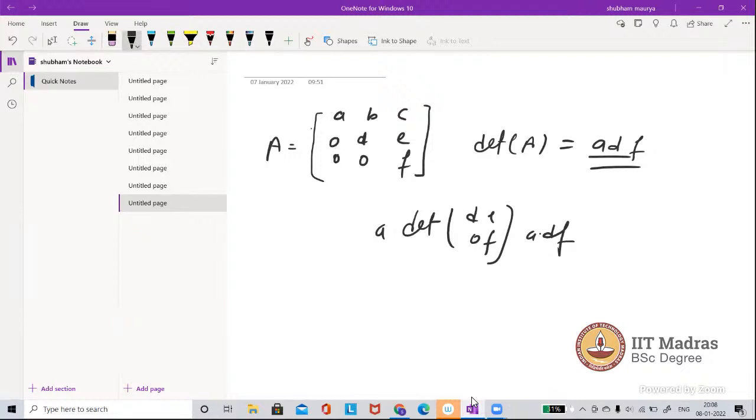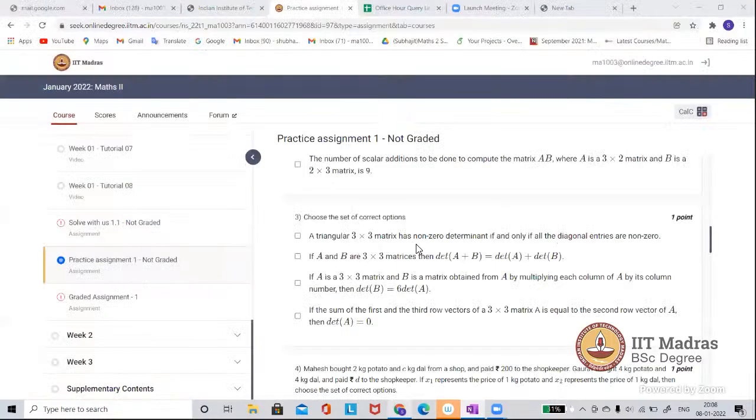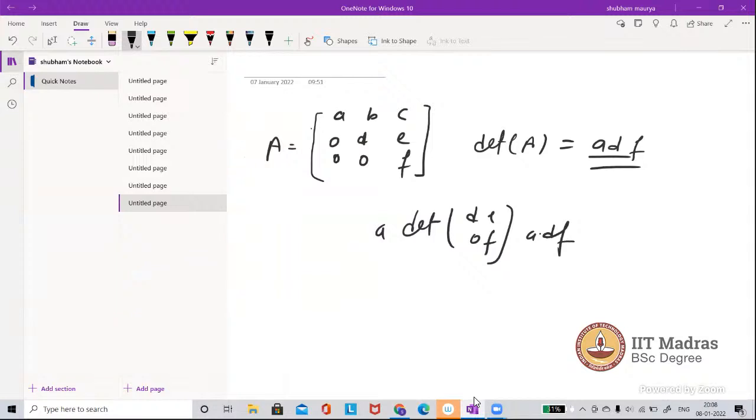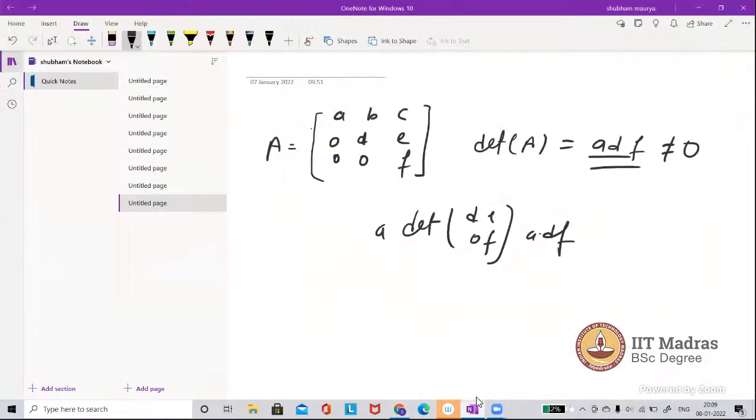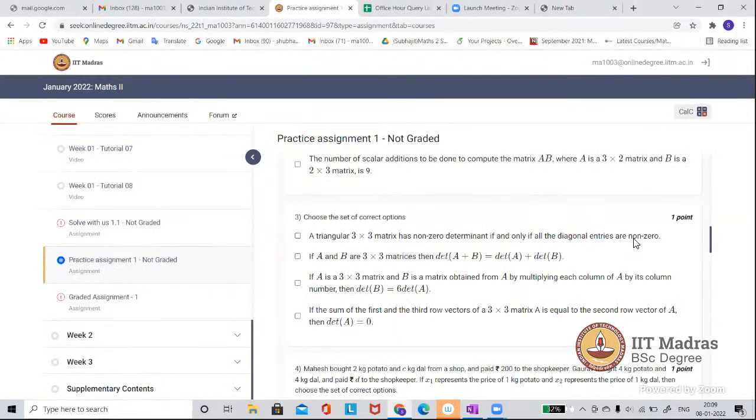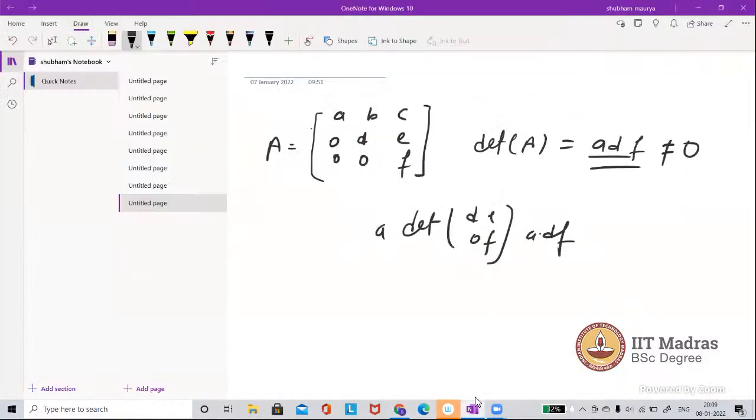As we assumed the determinant is non-zero, the product is non-zero, so A, B, and D are non-zero, because if any one is zero, the determinant becomes zero. That says the diagonal entries are non-zero. Going reversely, if any one is zero, the determinant will be zero, but we want the converse: if the diagonal entries are non-zero, the determinant will be non-zero. That is why this option is true.